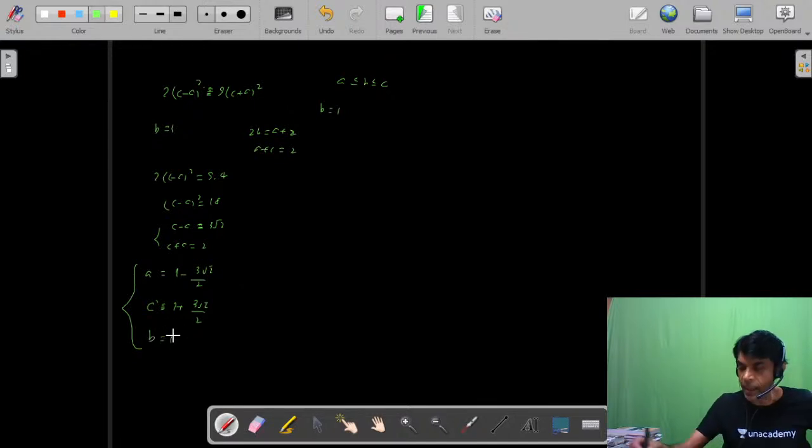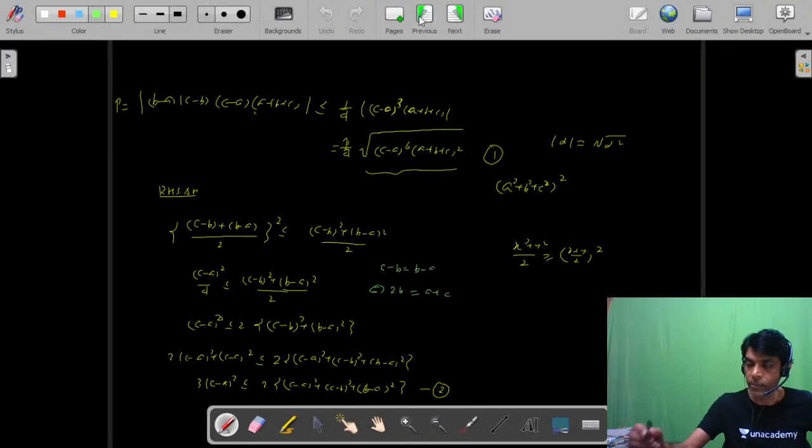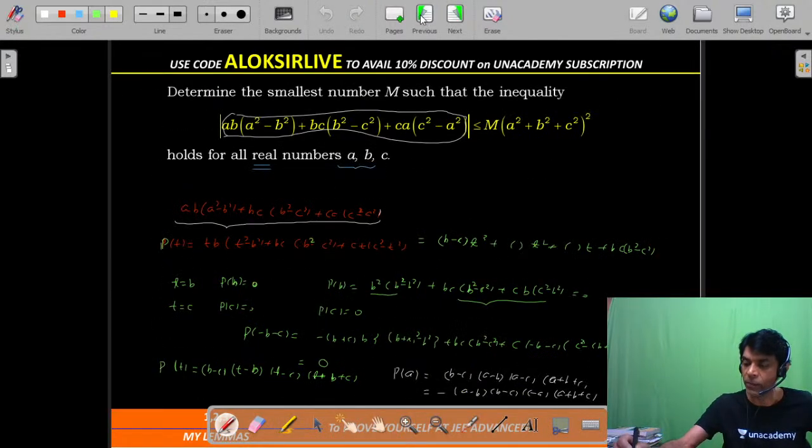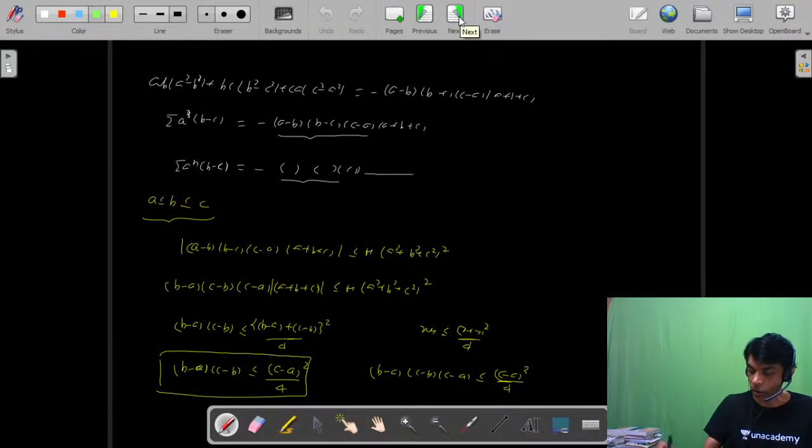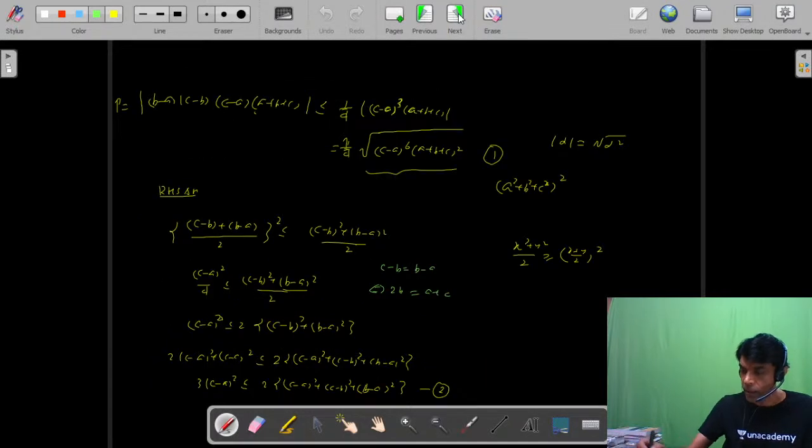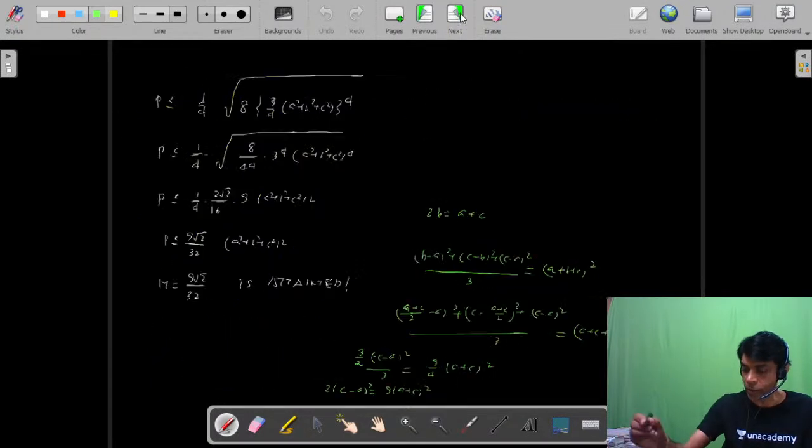So you are saying the smallest m. Of course, greatest does not make sense because it can be infinity. So you wanted the smallest m. You are claiming that the smallest m, for which this holds for all real numbers A, B, C, is 9 root 2 over 32. That we got 9 over 32, that magical number 9 root 2 over 32. And you also proved that this is true.